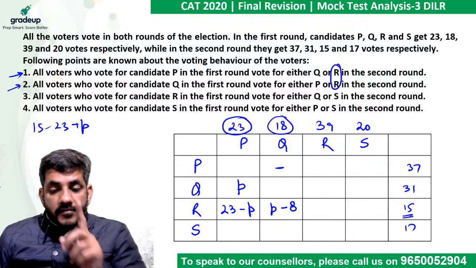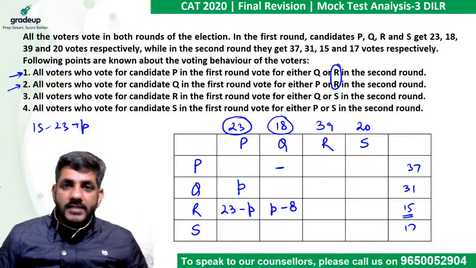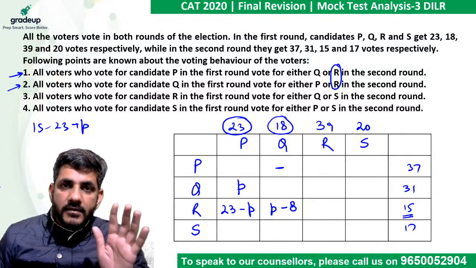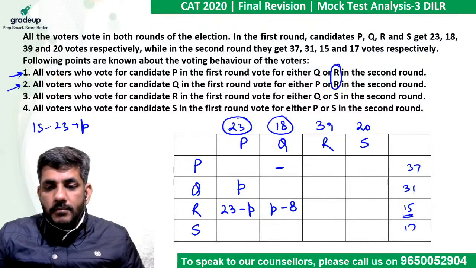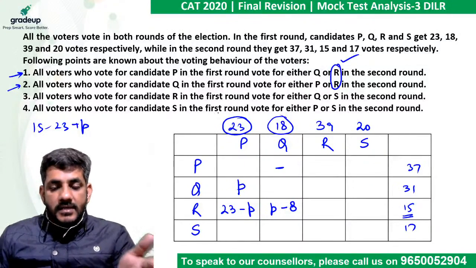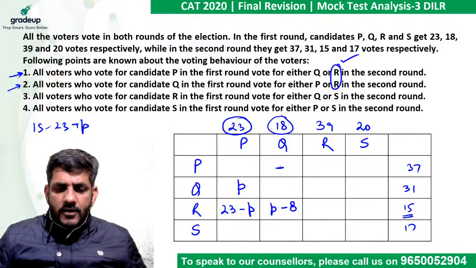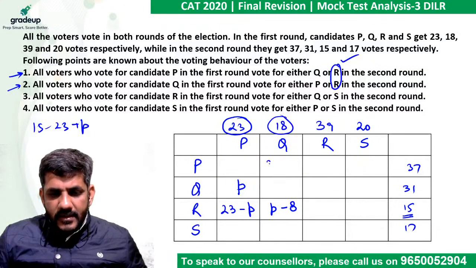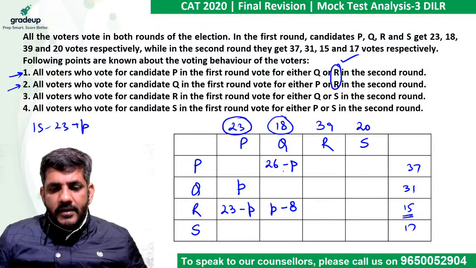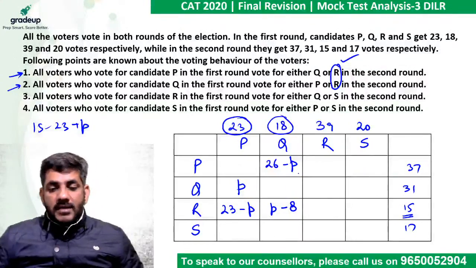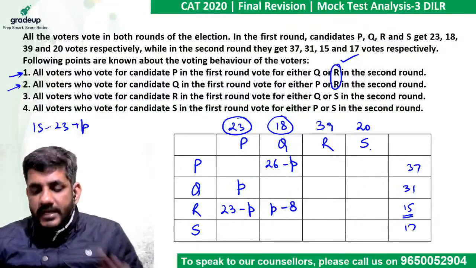I repeat, 15 people voted for R in the second round. Out of those 15, 23 minus P came from P. So all the remaining came from Q because R को मिले ही दो जगह से votes हैं. So we already have one number with us. Subtract करोगे तो ये P minus 8 आ जाएगा. और इस P minus 8 को 18 में से minus कर दो. So that will be giving you how much? 18 minus P minus 8. That is 26 minus P. वो ये वाला figure आ गया. Right?